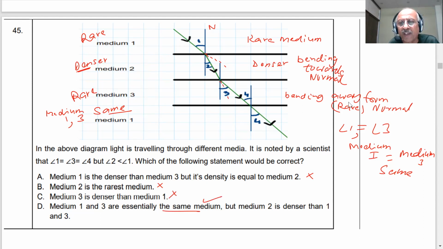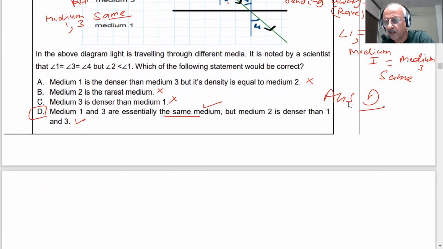Correct. Medium 2 is denser than 1 and 3. That is correct. That is why the rays bend towards the normal. Therefore, our answer is D, students. The correct answer is D. Okay. Next question.